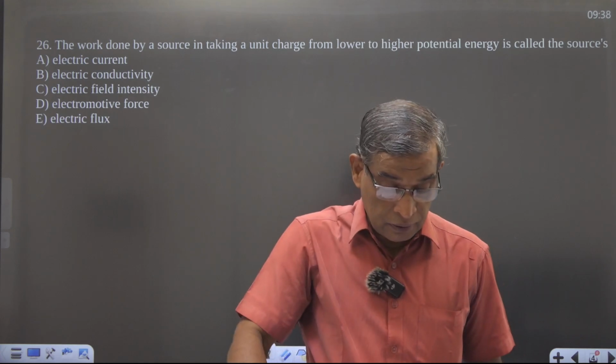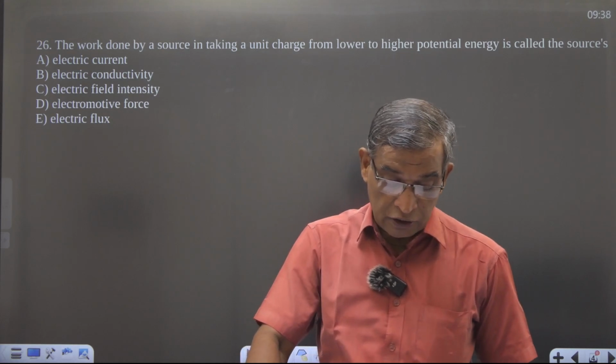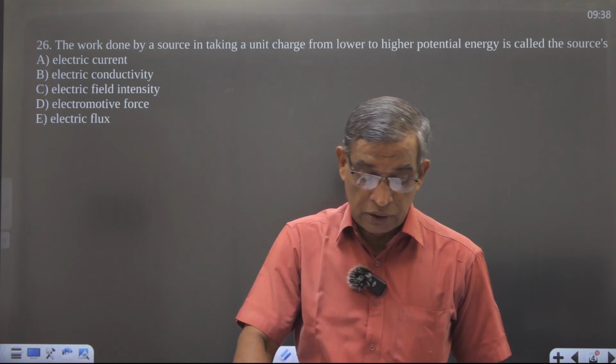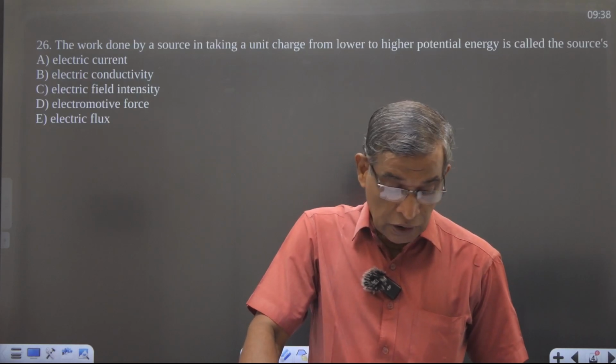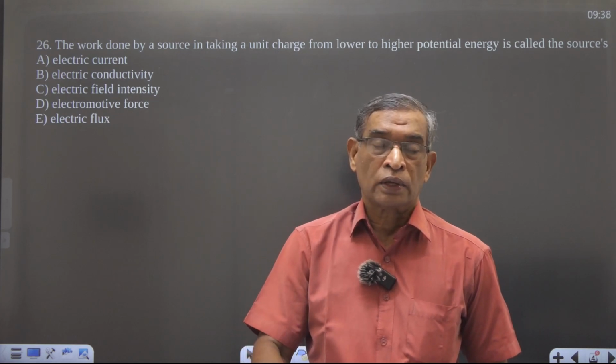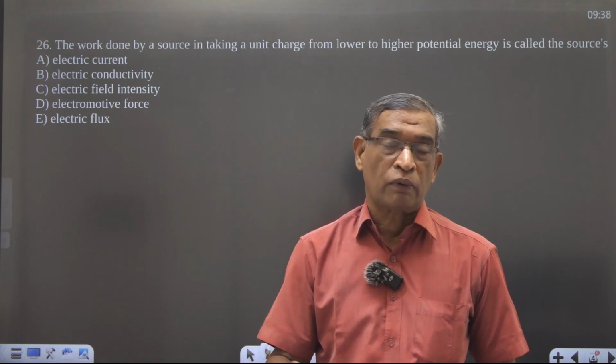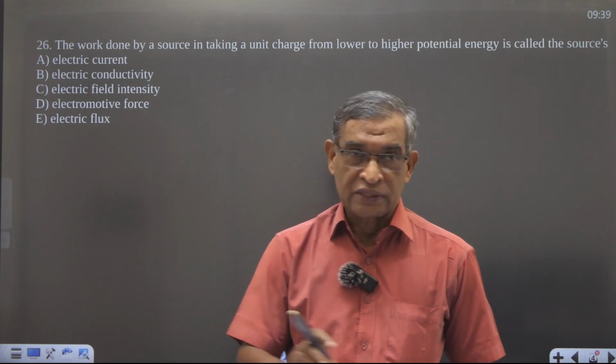The work done by a source in taking a unit charge from lower to higher potential energy is called EMF. As far as the source is concerned, what is the source doing? The source is converting any other form of energy into electric energy. That is an electrical source.